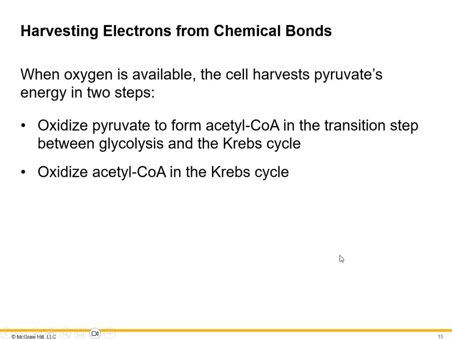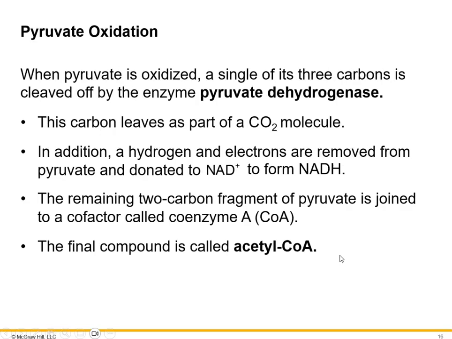Whenever oxygen is available, the cell will harvest pyruvate's energy in 2 steps. The first is we oxidize pyruvate to form acetyl-CoA. That's the transition step between glycolysis and the Krebs cycle. Next we need to oxidize acetyl-CoA in the Krebs cycle. Whenever pyruvate is oxidized, a single one of its 3 carbons is going to be cleaved off by the enzyme pyruvate dehydrogenase. That carbon is going to leave as part of a CO2 molecule, which is kind of a byproduct of this process.